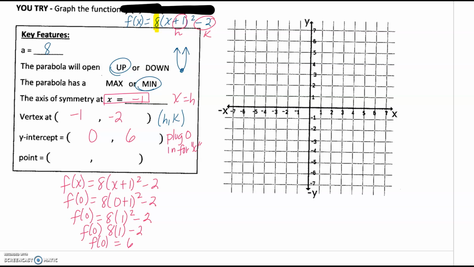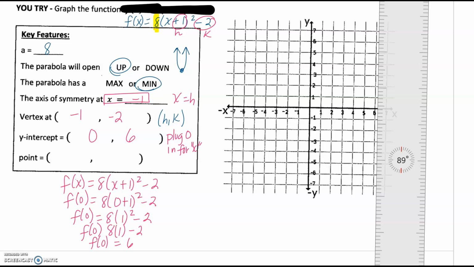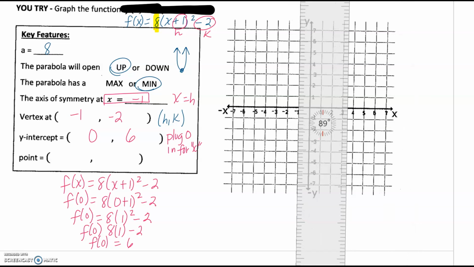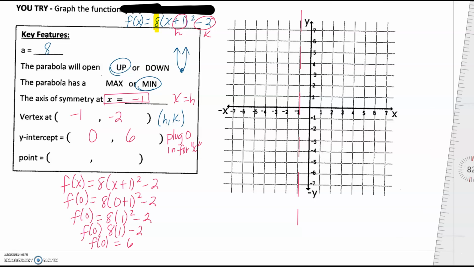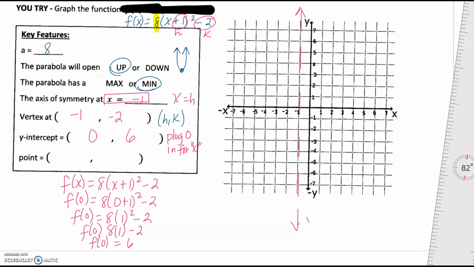Okay, we're ready to do some more graphing. Let's get my ruler. My ruler is making my axis of symmetry. Where is my axis of symmetry? It's at -1. It's a dotted line. Nice. x equals -1. From there, I'm going to plot my vertex. Remember, my vertex should be on my axis of symmetry. So -1, -2.